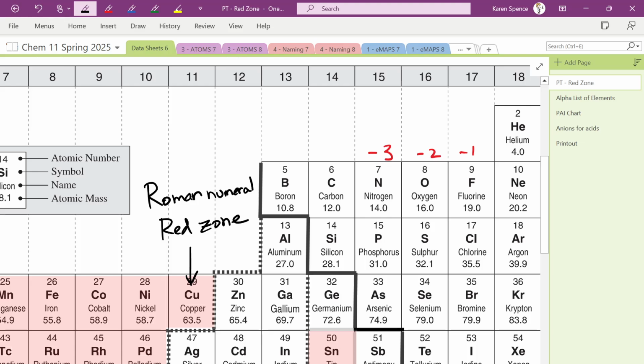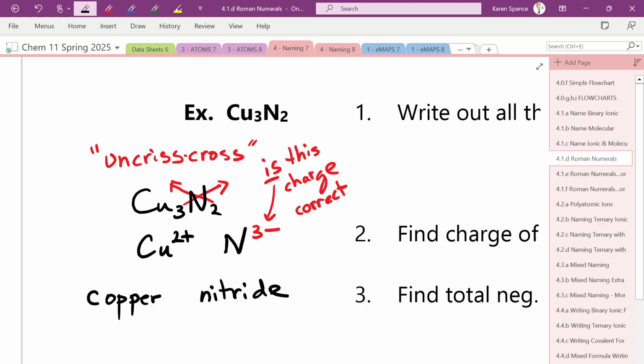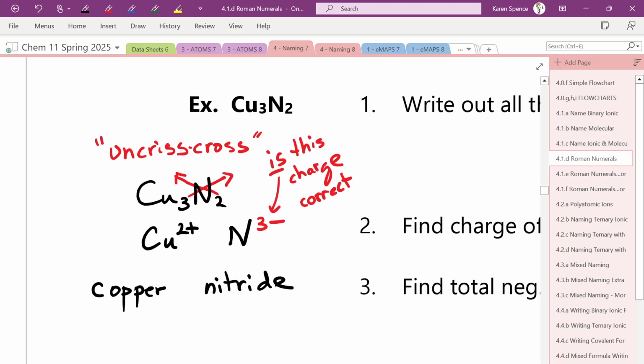Okay, so we go back and we say, all right, it needs a Roman numeral. Am I going to use the 3 for the Roman numeral, or am I going to use the 2 for the Roman numeral? The 2. Remember, the Roman numeral is the charge.